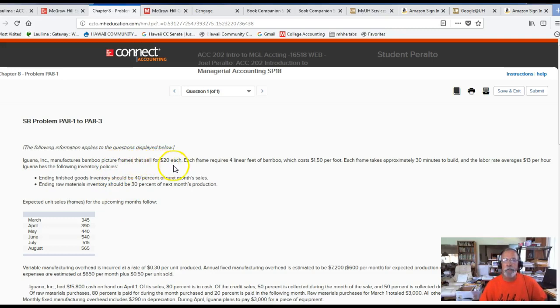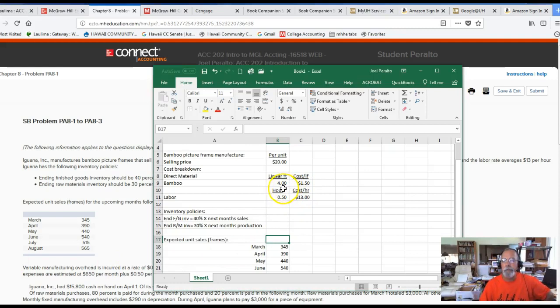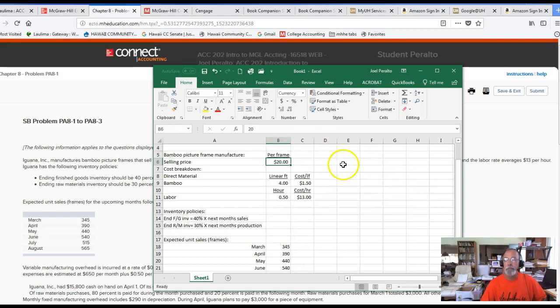Selling price is $20 per frame. Each frame requires 4 linear feet of bamboo and 30 minutes or half hour to build. Okay, so this would be per frame, per frame, per frame, per frame. So why don't we change that to per frame.